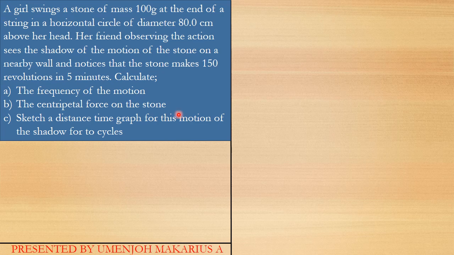So friends, as you can see the question displayed here on screen, the question reads that a girl swings a stone of mass 100 grams at the end of a string in a horizontal circle of diameter 80.0 centimeters above her head. Her friend, observing the action, sees the shadow of the motion of the stone on a nearby wall and notices that the stone makes 150 revolutions in 5 minutes. A, we should calculate the frequency of the motion, and B, we should calculate the centripetal force on the stone, and C, we should sketch a distance time graph for this motion of the shadow for 2 circles.